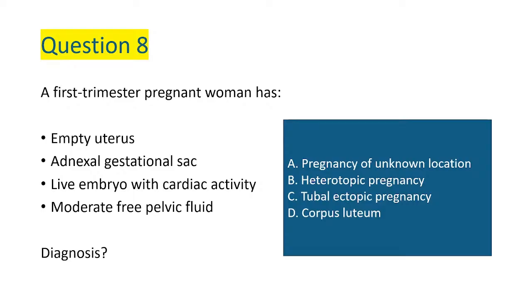So the answer is tubal ectopic pregnancy. A heterotopic pregnancy is a pregnancy where there is coexistence of a normal intrauterine pregnancy and an ectopic pregnancy. So in this case, our uterus is empty, so it can only be tubal ectopic pregnancy.